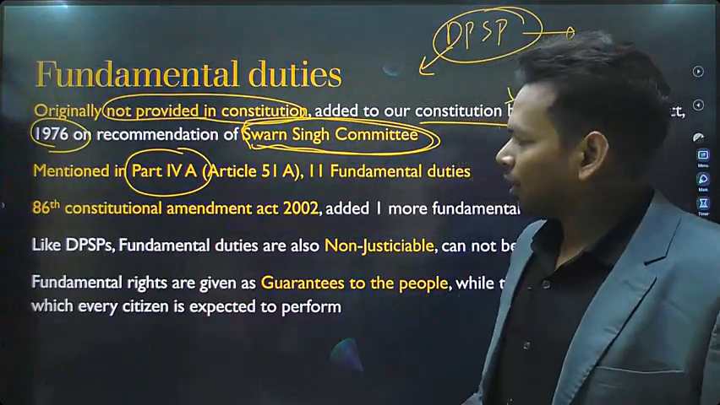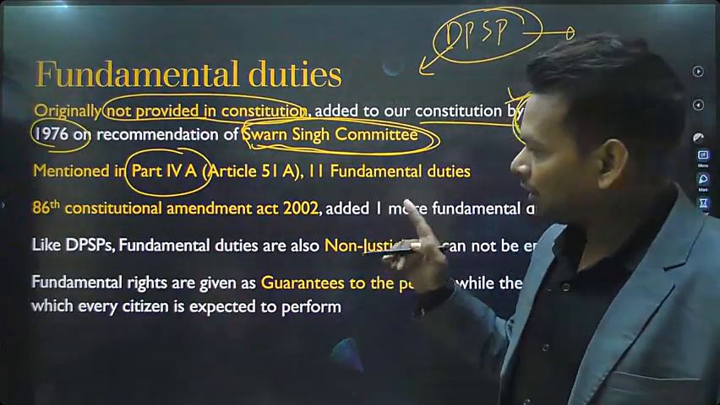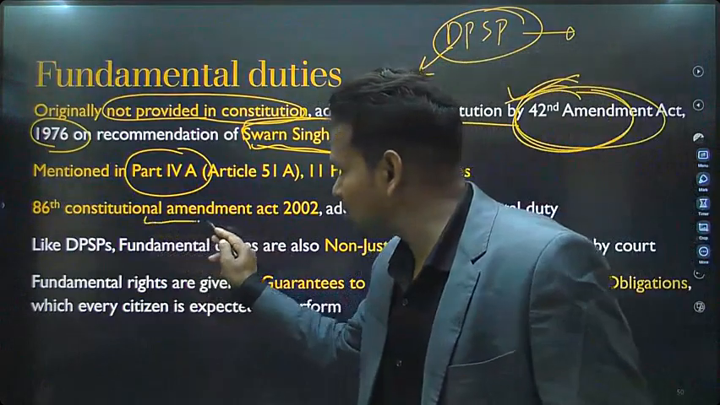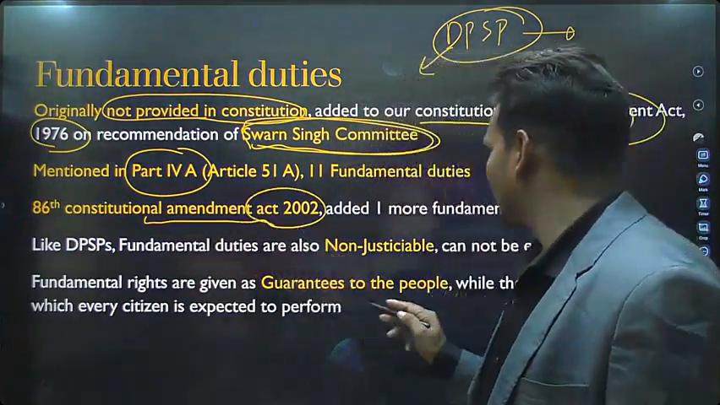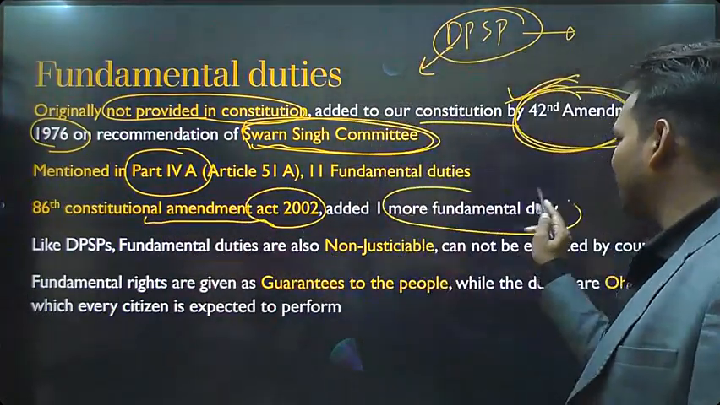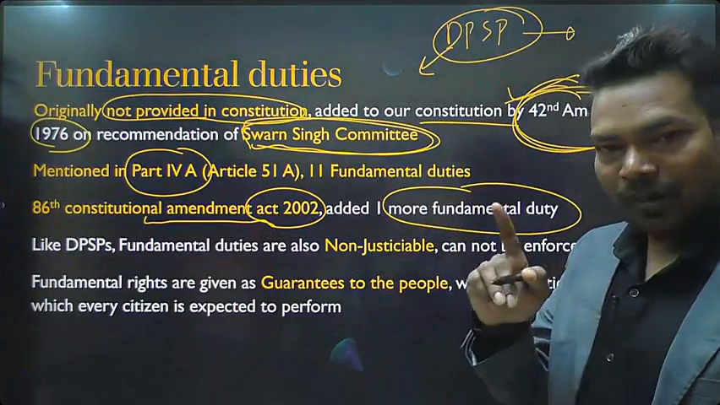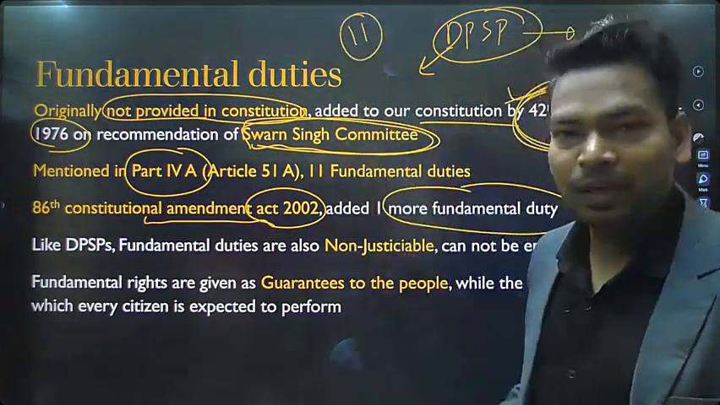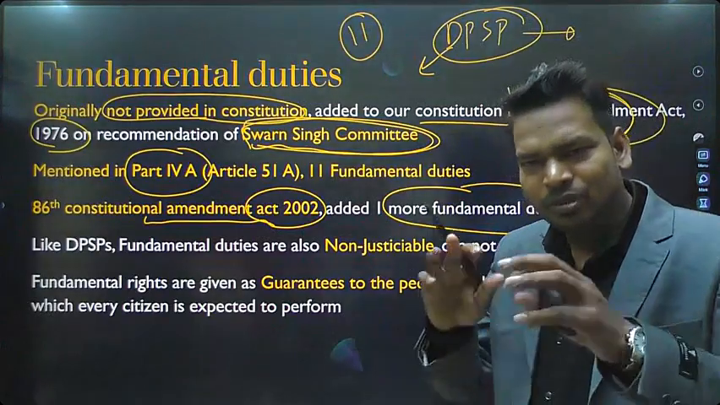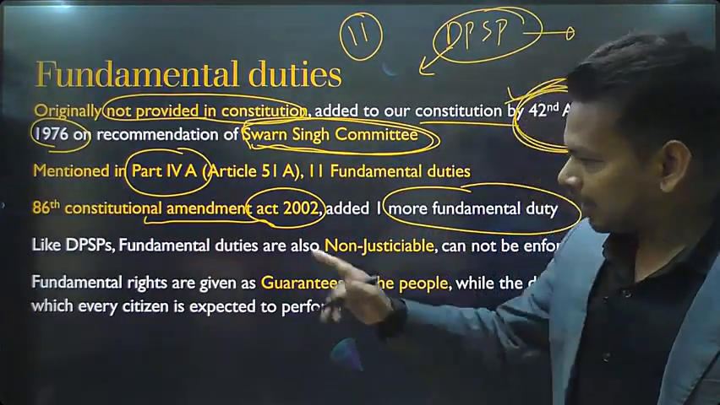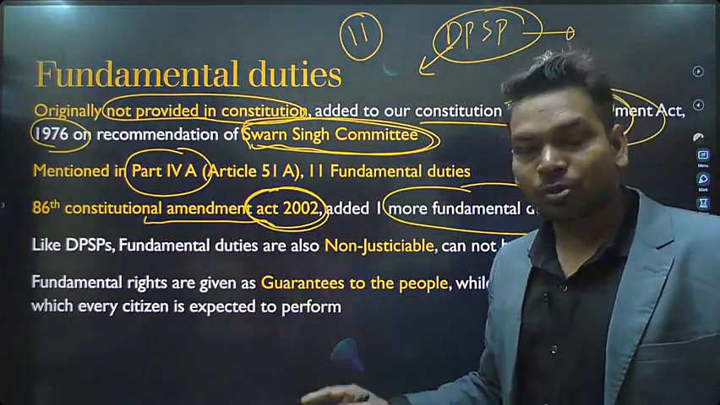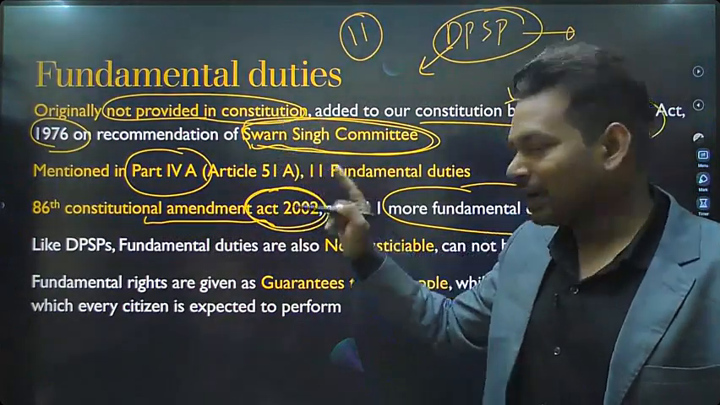Okay. So here, the 86th Constitutional Amendment Act 2002 added one more fundamental right and one more fundamental duty. So fundamental duties are 11 in number, while fundamental rights are 6 in number. You need to take care of that. The last Constitutional Amendment Act related to fundamental duties was done in 2002, and the 11th was added.